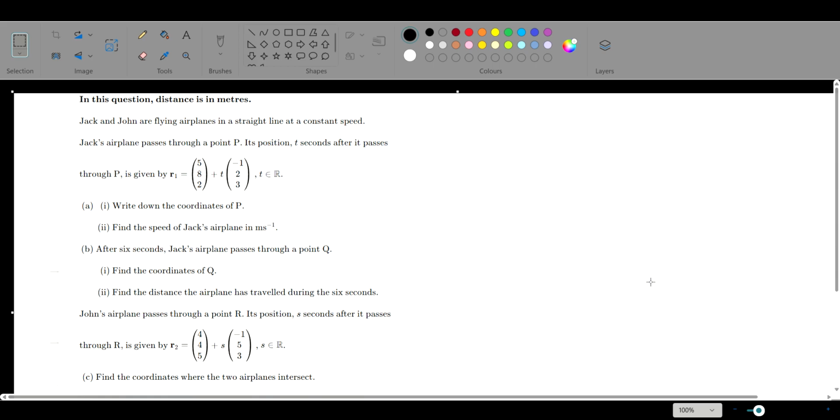Distances are in meters in this question. Jack and John are flying airplanes in a straight line at a constant speed. Jack's airplane passes through point P. Its position t seconds after it passes through P is given to us. Write down the coordinates of P. Find the speed of Jack's airplane in meters per second.